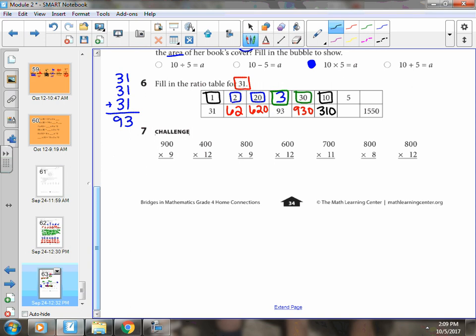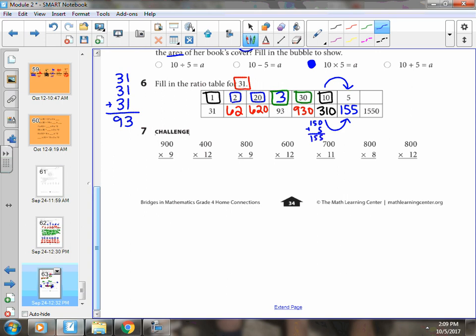Now this is awesome. If you could figure out what 10 times 31 is, which is easy, you can then figure out what 5 times 31 is. If I cut 10 in half, I get 5. So now I just need to cut 310 in half. 300 cut in half is 150, and 10 cut in half is 5, so 155.